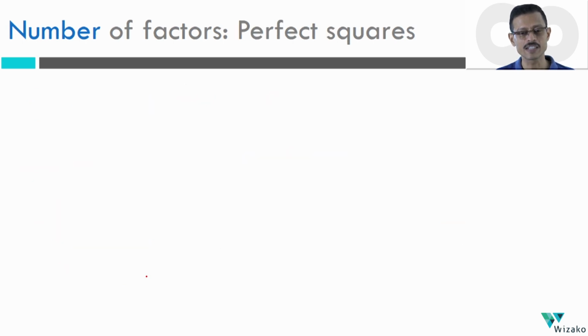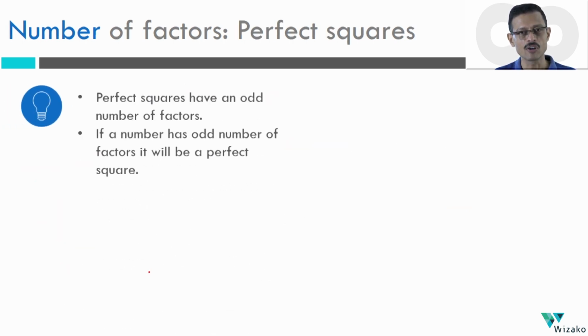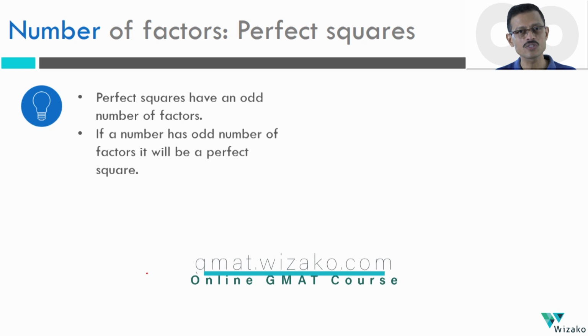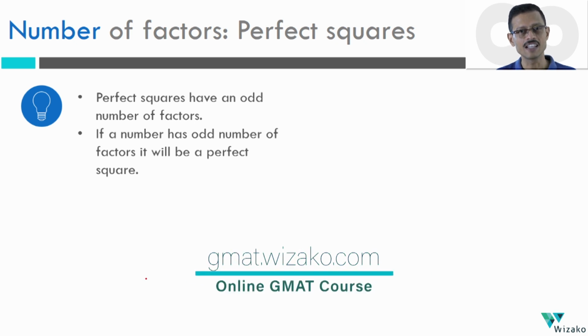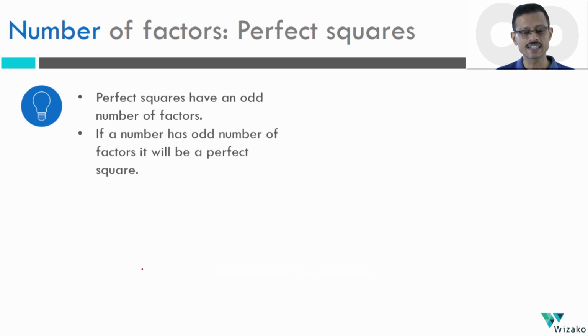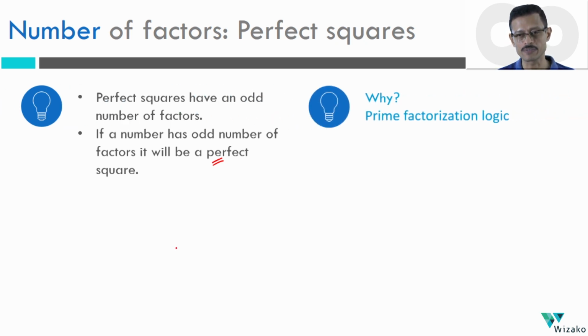So I captured it in this statement. Perfect squares have an odd number of factors. The reverse is also true. If you figure out that a number has got an odd number of factors, then it has to be a perfect square. So I'll reword it this way. An odd number of factors will exist for a number if and only if the number is a perfect square. We looked at the logic by looking at the fact that there is one number which multiplies with itself, therefore an odd number of factors. Let's also look at the logic, revisiting it from the prime factorization perspective.